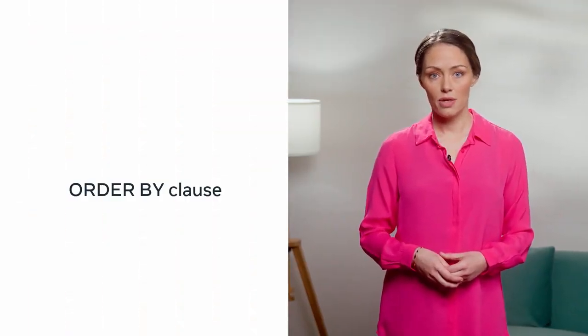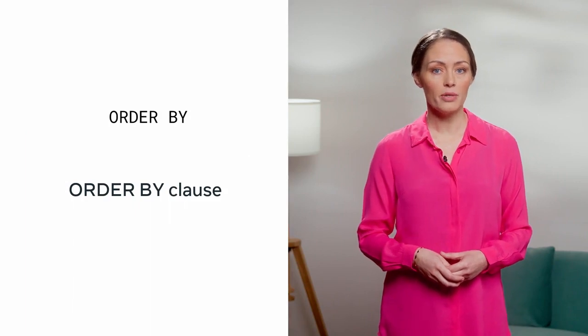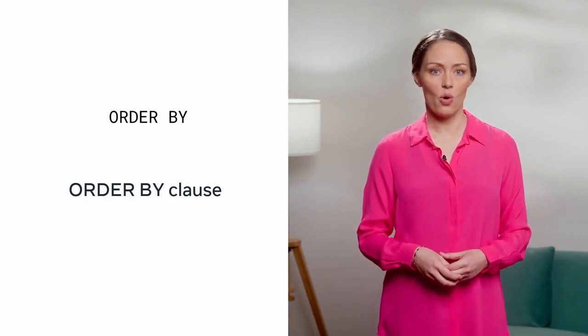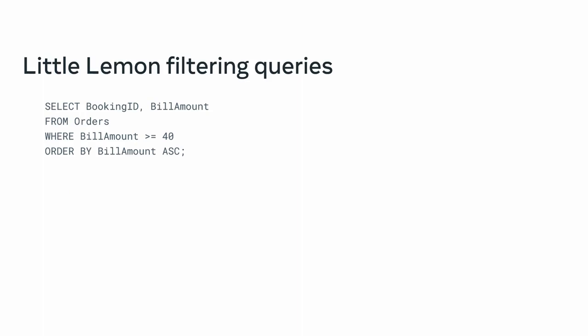Another technique is the ORDER BY clause. As you should know, the ORDER BY clause is an optional clause that can be added to a SQL SELECT statement. It helps to sort data in ascending or descending order. So, to filter their records even more efficiently, Little Lemon can add the ORDER BY clause to the end of their statement. They target the bill amount column and then type the ASC keyword. Once executed, the query returns all bill amounts greater than or equal to $40 in ascending order.